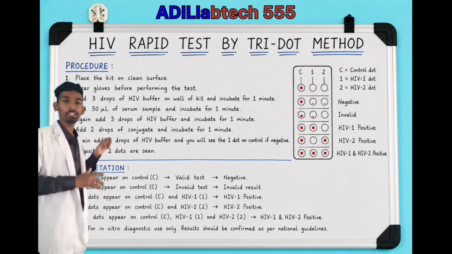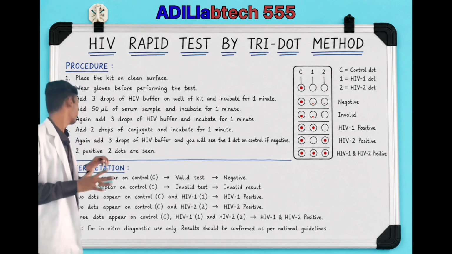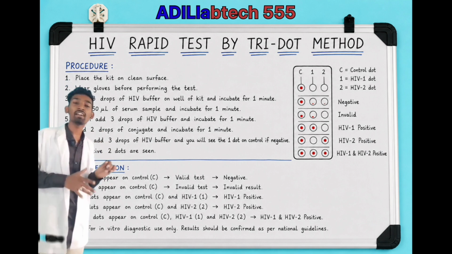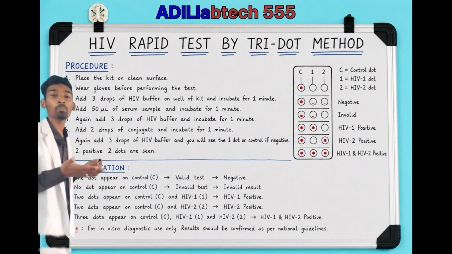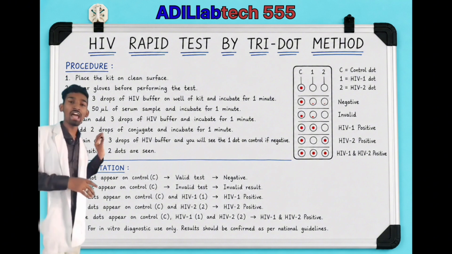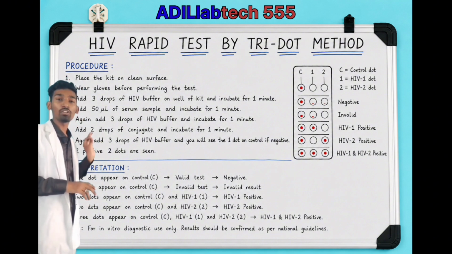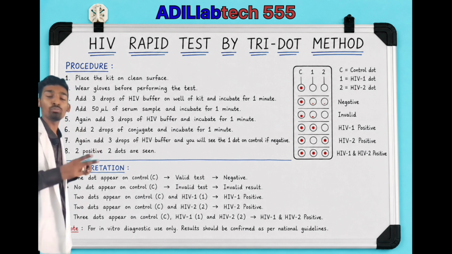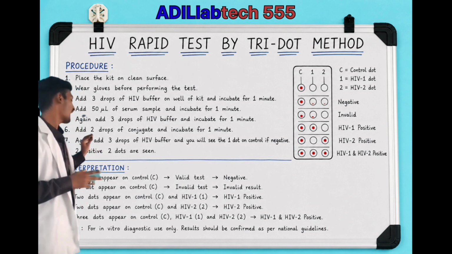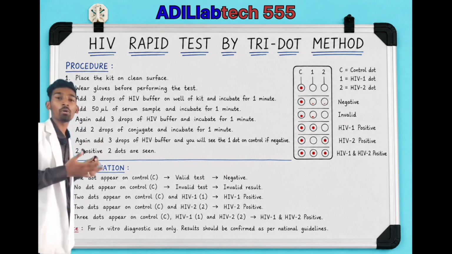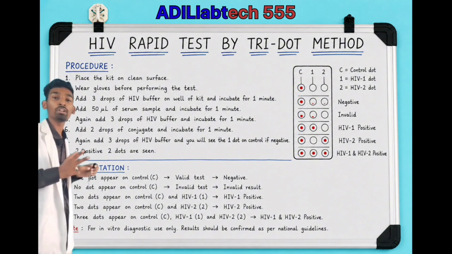Next is procedure. Take the valid HIV kit, place it on the sterile surface. First wear the gloves before preparing for the procedure. Add 3 drops of HIV buffer on the well of the kit. Wait for 2 minutes. After 2 minutes, add 50 microliters of serum of the patient and incubate for 2 minutes.